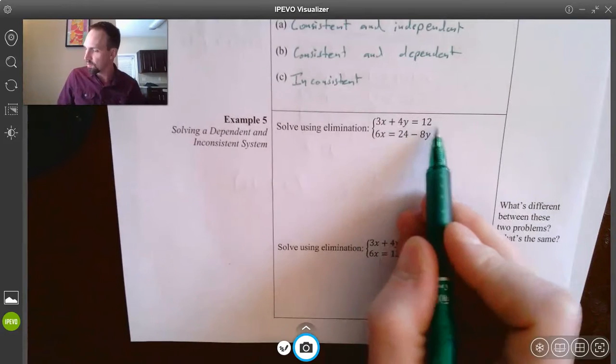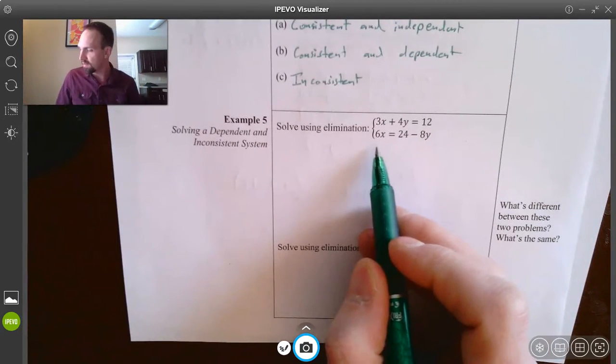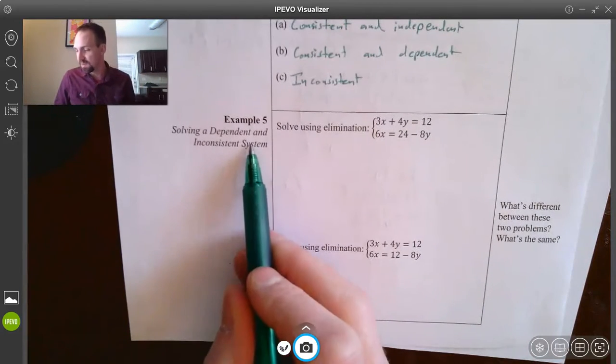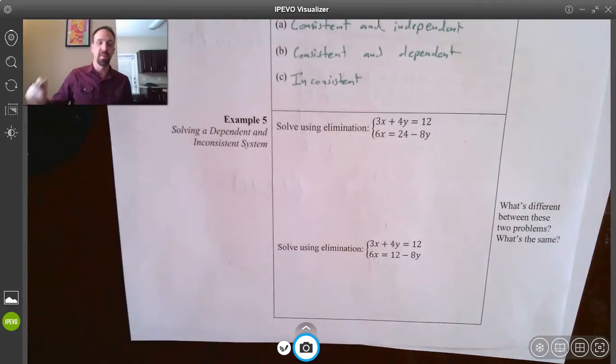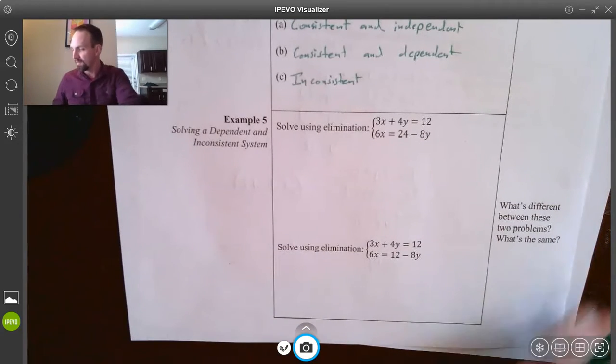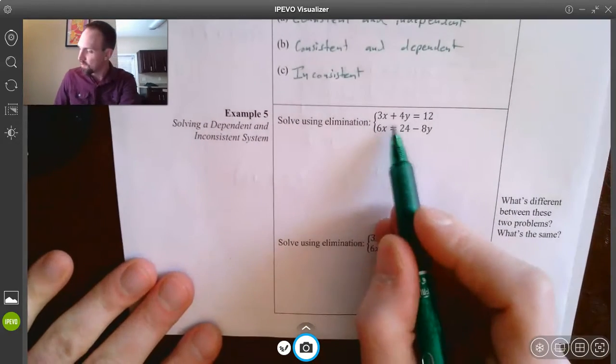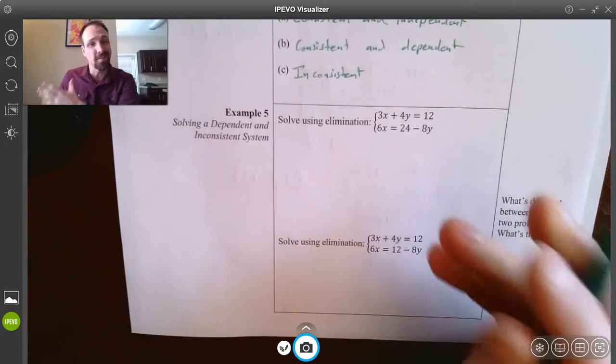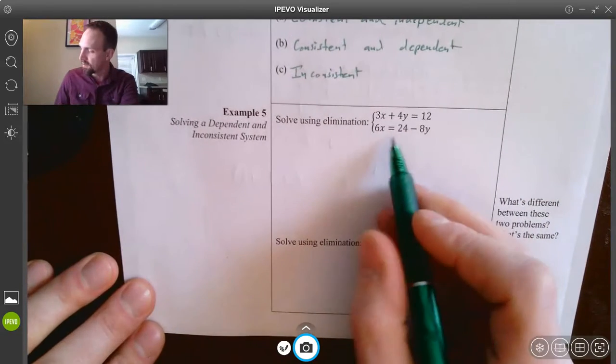So here I have 3x plus 4y equals 12. Solving a dependent and an inconsistent system. These are ones that don't have one solution. We're going to find out what happens. So here I've got 3x plus 4y equals 12 down here. Things are not written in standard form. I'm going to do that first.